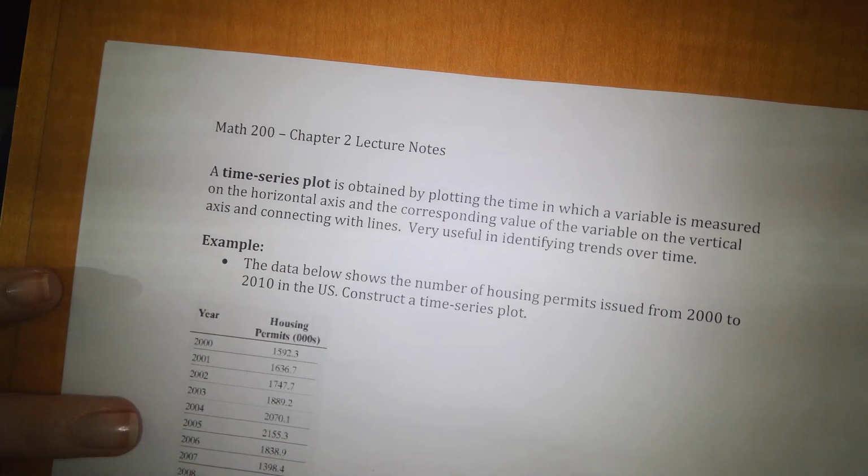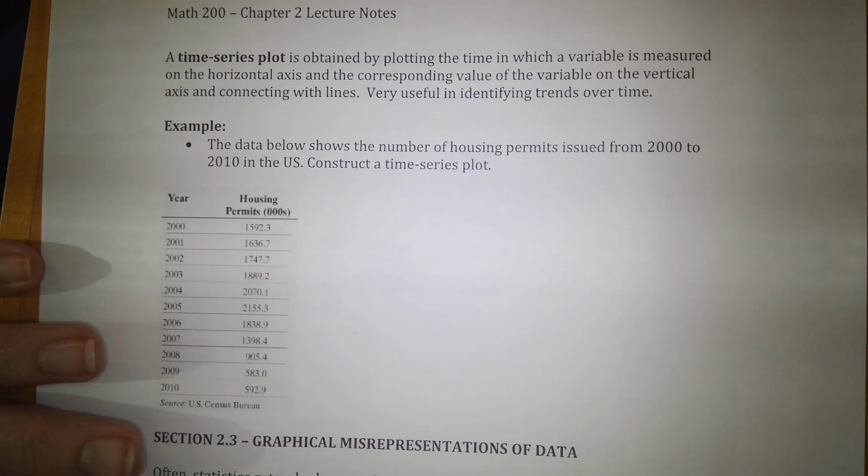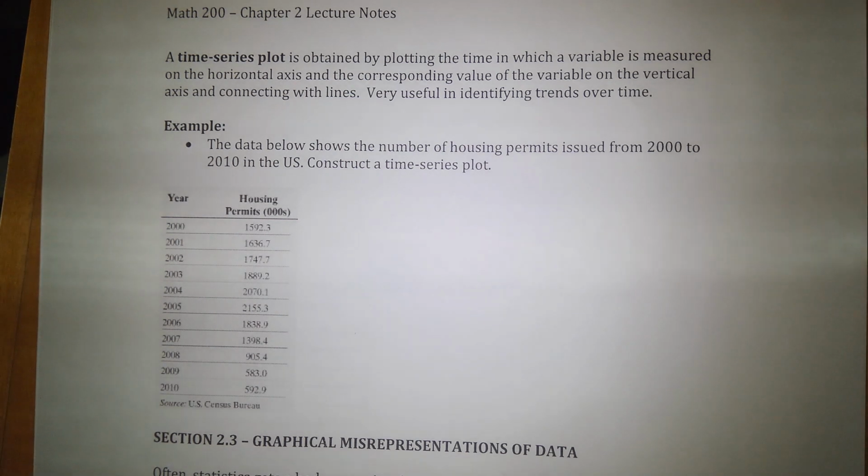The last graph that we're going to talk about is a time series plot. A time series plot needs one particular variable, which is time. It's obtained by plotting the time in which a variable is measured on the horizontal axis and the corresponding value of the variable on the vertical axis, and then we'll connect them with lines. These are useful in identifying trends over time. So in business, sales would be a good example.